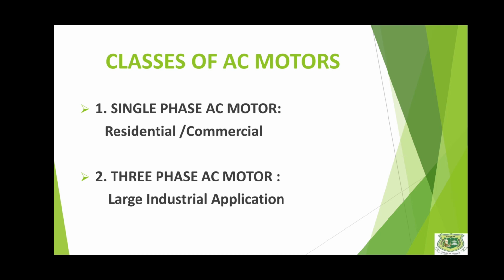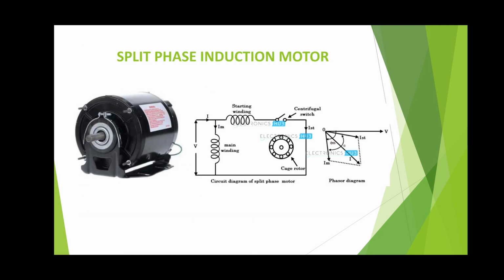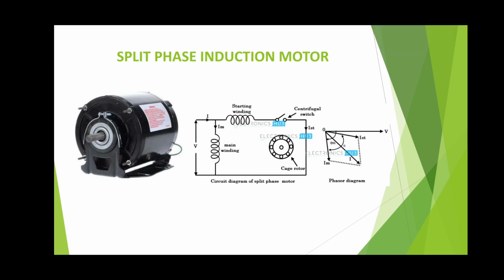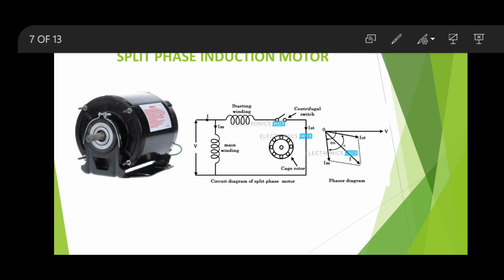We'll go to the types of single-phase AC motor. Here we discuss five of them. First is the split-phase induction motor. Second, capacitor start induction motor. Thirdly, capacitor start, capacitor run induction motor. Next is the permanent capacitor induction motor. And lastly, the shaded pole induction motor.